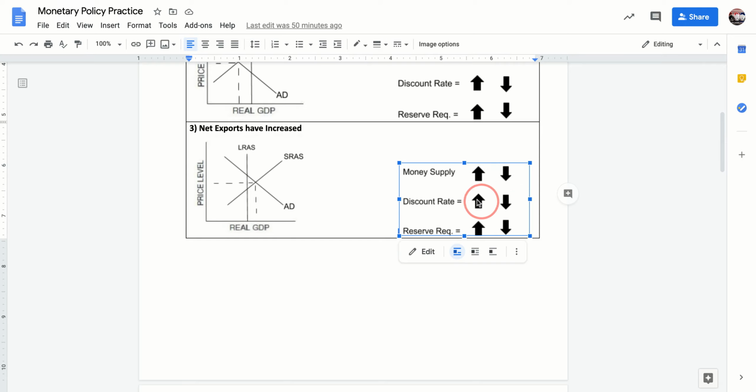We're going to increase the discount rate. We're going to make it more expensive for banks to borrow money. That's going to lead to it being more expensive for us to borrow money. And we're going to increase the reserve requirement ratio. Again, that will cause banks to not be able to loan out as much money as before. That will cause the money supply to decrease. Aggregate demand will shift to the left.